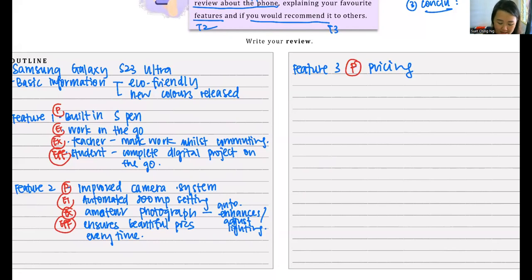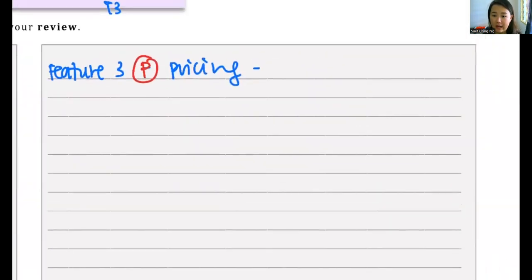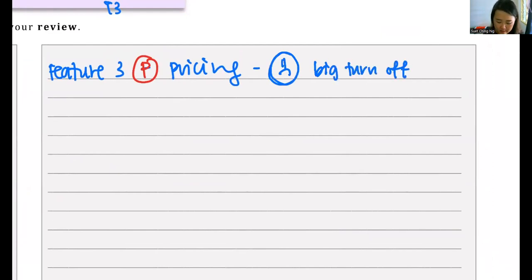Is everybody done with the left-hand side? Anybody still writing the left-hand side? Can you let me know? In 5, 4, 3, 2, 1. Anybody? Nobody? I'm going to move it to the right-hand side and zoom into it. So the pricing is unfortunate, a big turn-off. Elaboration: exorbitant.